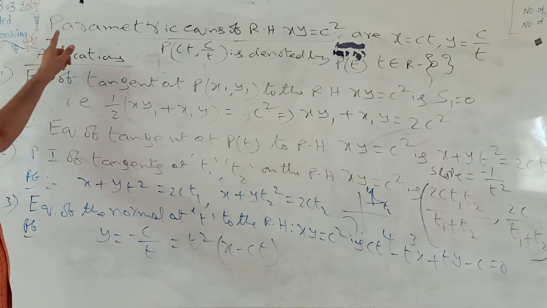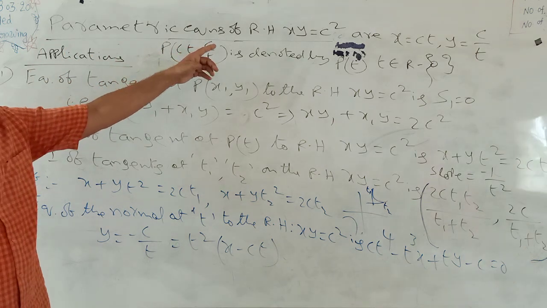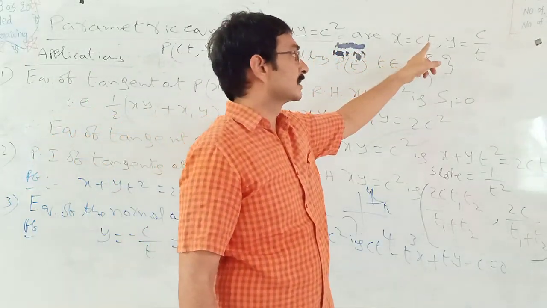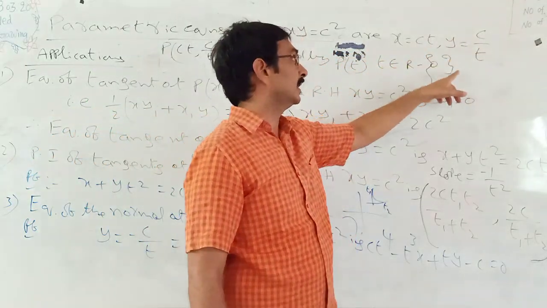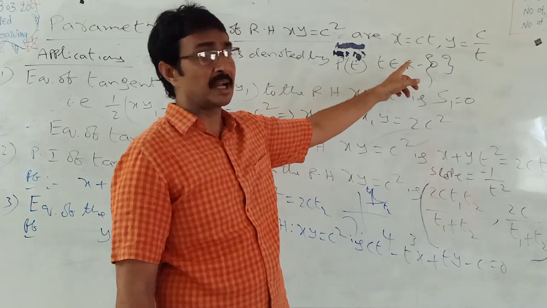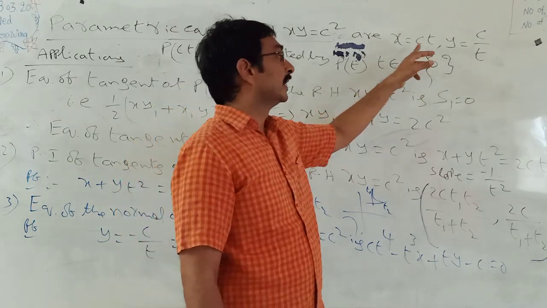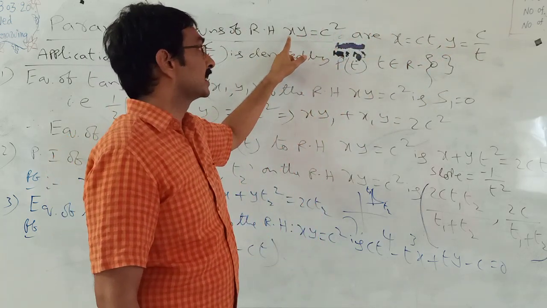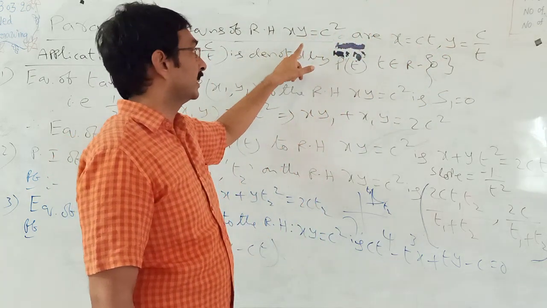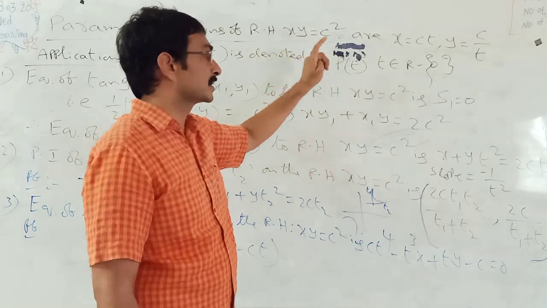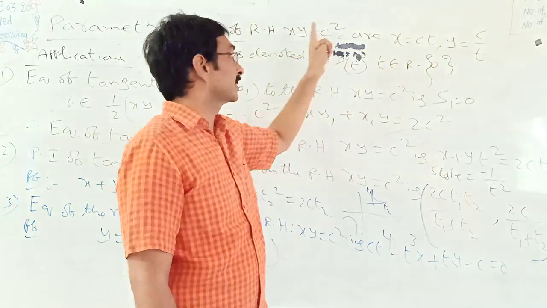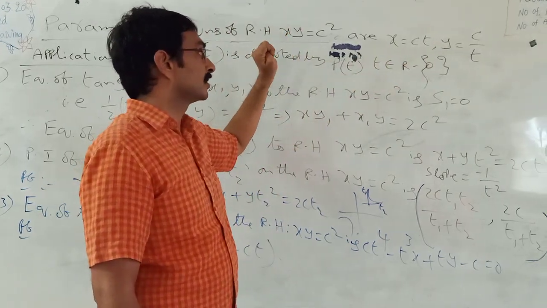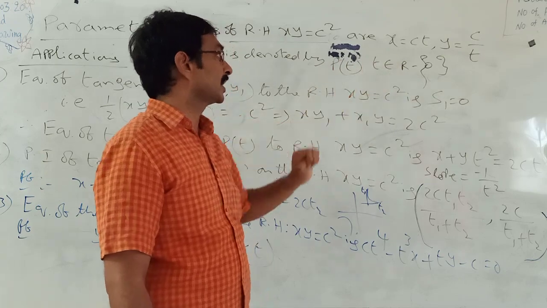Next. Parametric equations of the rectangular hyperbola xy equal to c square: x equal to ct, y equal to c by t, where t is any non-zero real number, negative or positive. Clearly these two values satisfy this equation. When x is c into t and y is c by t, multiplying them gives c square. So these two values satisfy this one. Therefore, these two are called parametric equations of this one. t is any non-zero real number.